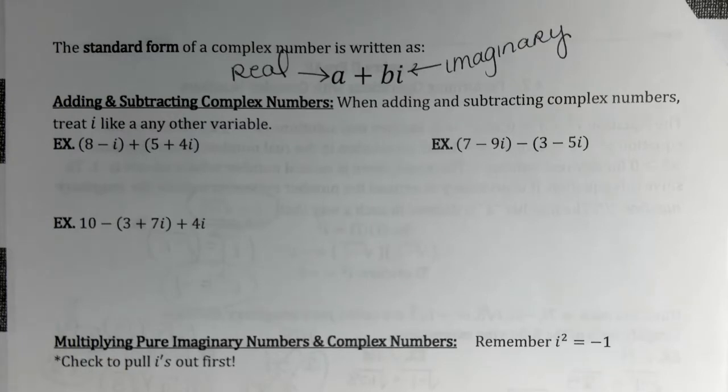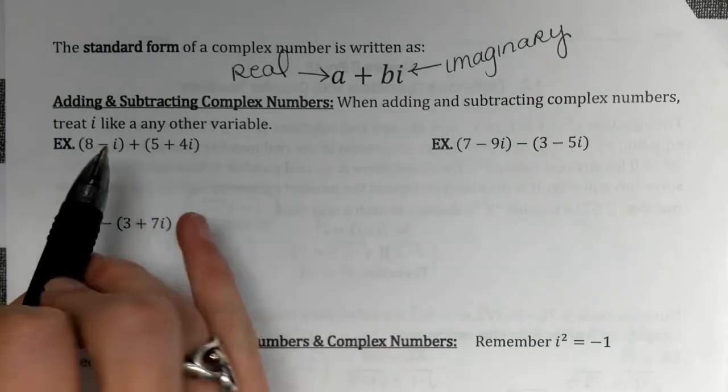Okay, so when you are dealing with complex numbers, it's almost like i is like an x. Technically it's representing that it's imaginary, but when you're adding and subtracting your complex numbers, you're going to treat it like it would be a variable. You can only combine an imaginary with an imaginary and a real with a real.